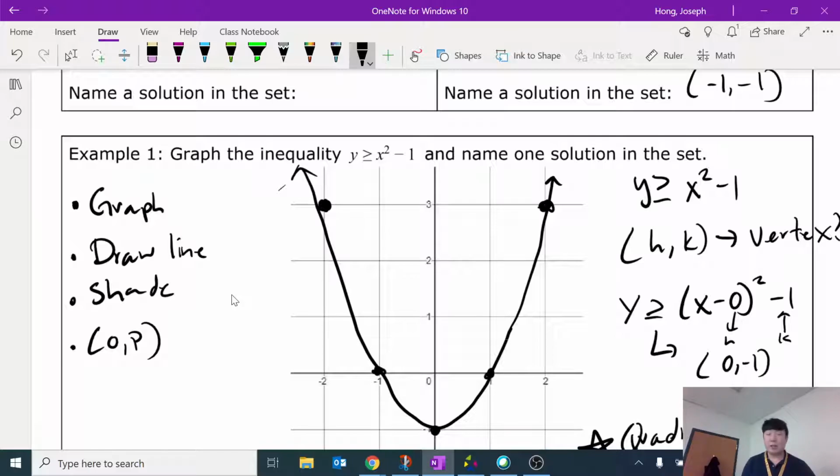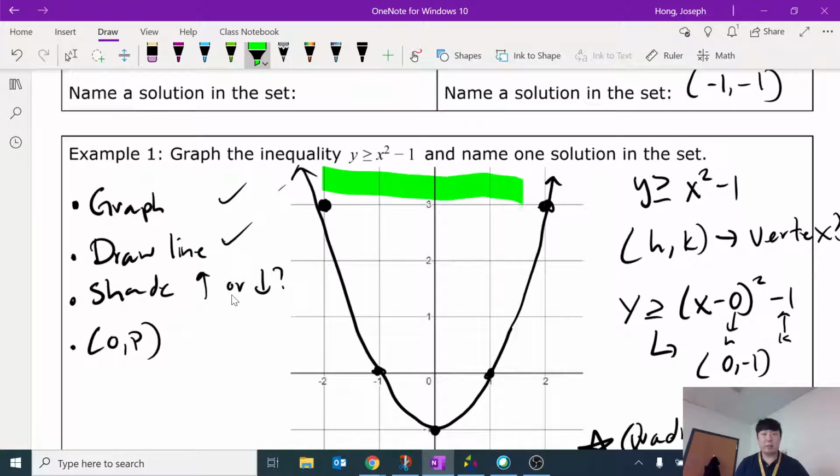Even though I missed this, I know for sure that you know some of them. Or you just missed it because you can't draw. Me too. Okay. So I drew the line. I graphed it. I need to shade now. So do I shade up or down? I would shade up because my inequality is facing towards the y.